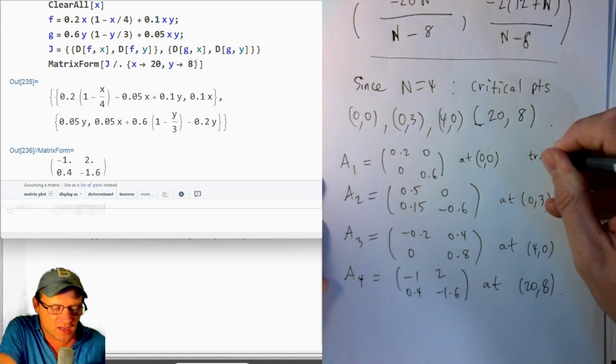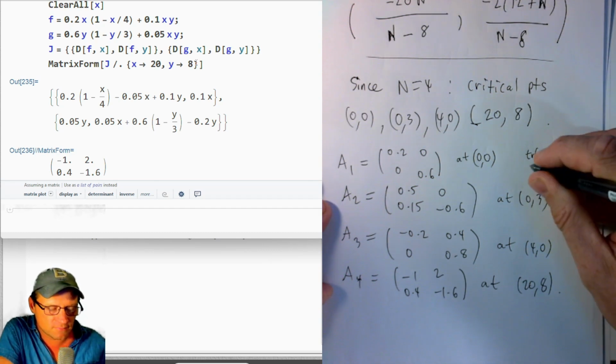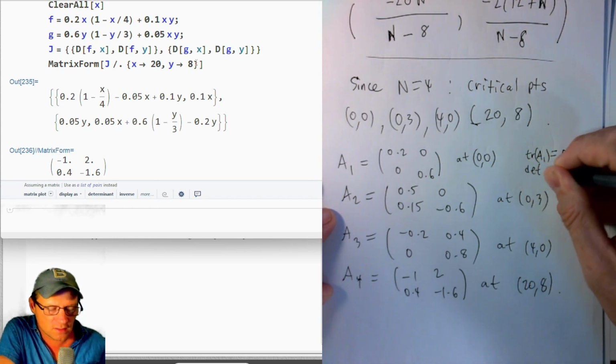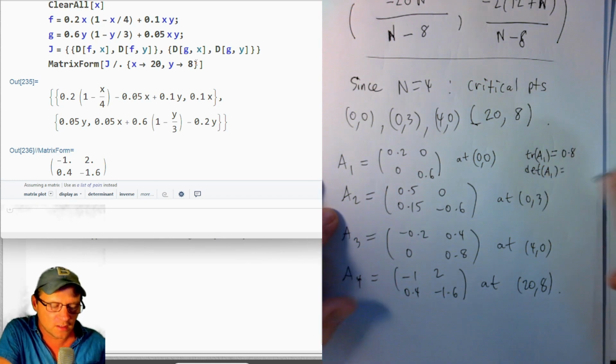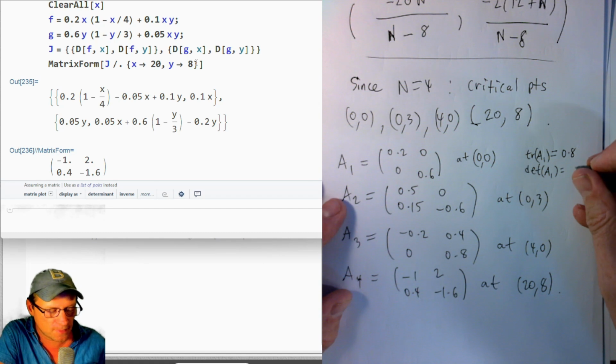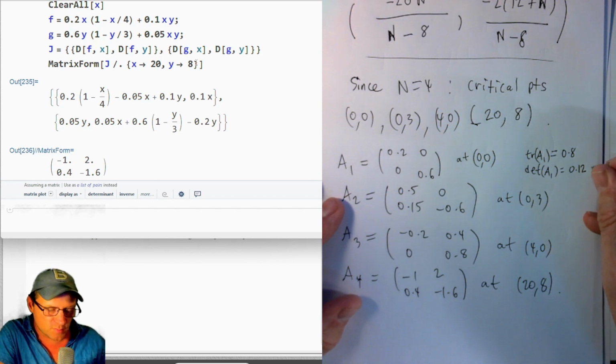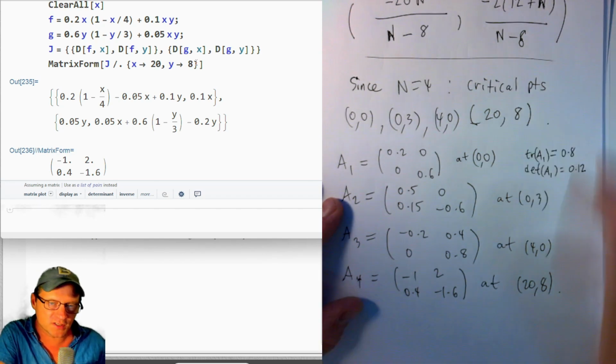So the trace of A1 is 0.8. The determinant of A1 is 0.2 times 0.6, which is 0.12. Okay, so positive and positive. So we have more work to do on this one.